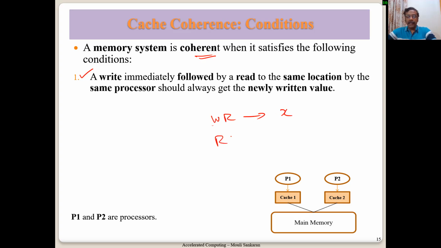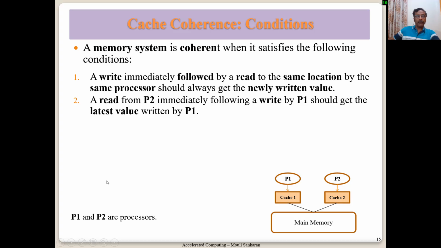A write immediately followed by a read, you should get the updated value. A read from P2 immediately following a write, this is the example which we showed. Here I am saying P1 and P2. P1 has written and P2 is reading it, following a write by P1. So you should get back the value which has been written by P1. Always the latest written value to a particular memory location should be read by somebody.